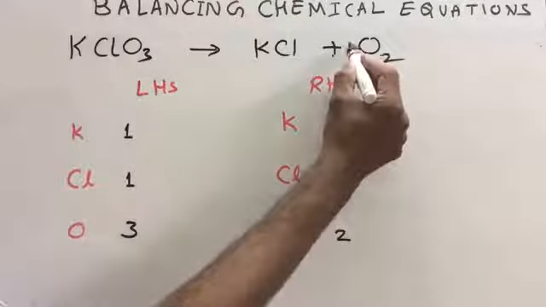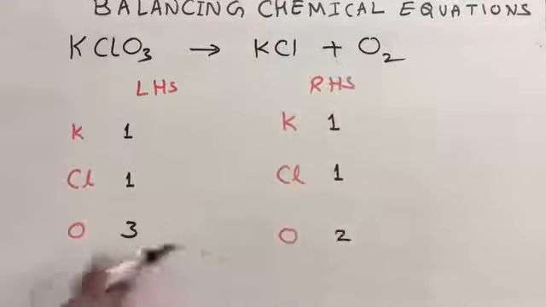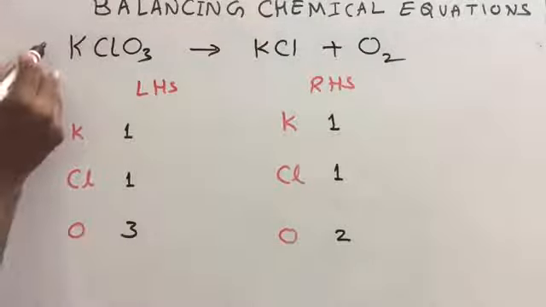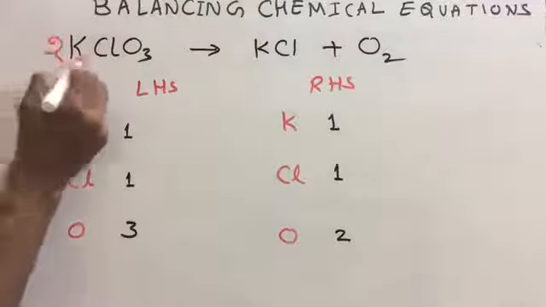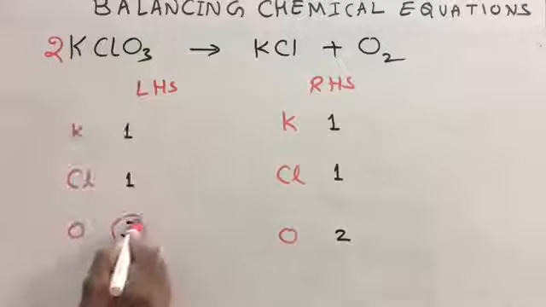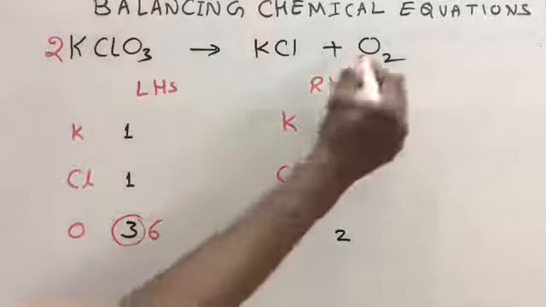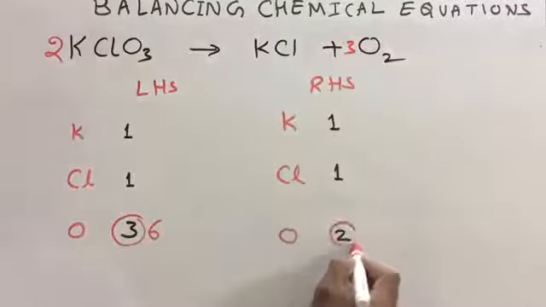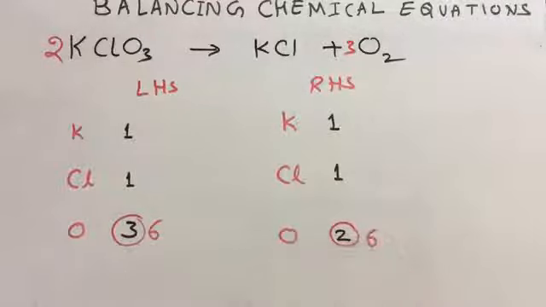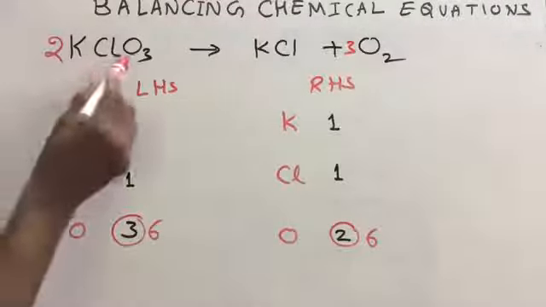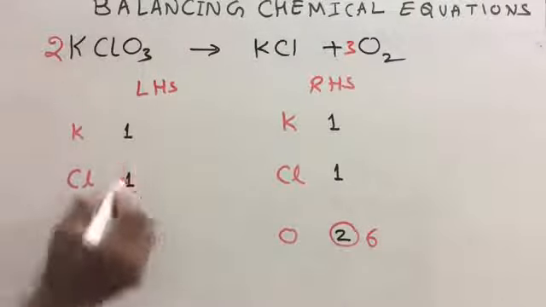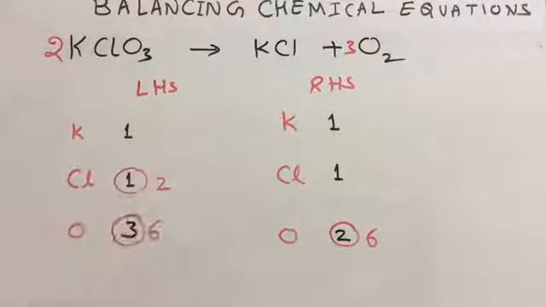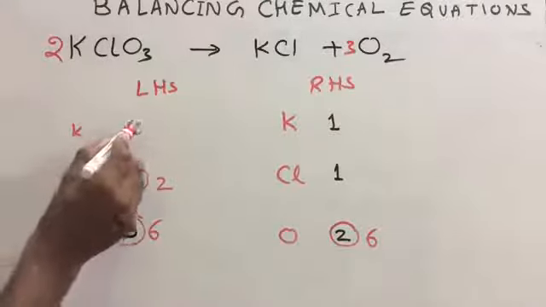If you write 2 here, it will become 4, but it will be unbalanced. And if I write 2 here, then that will be helpful. If I write 2 here, then it will become 2 3s are 6, and I have to write 3 here, so that 3 2s are 6. But the number of chlorine and oxygen we have to check again. So chlorine now became 2, and potassium became 2.